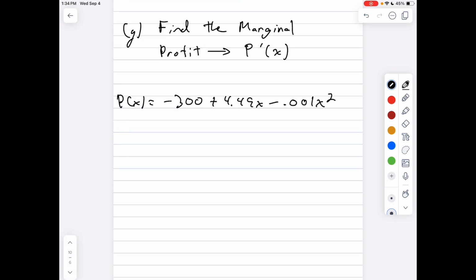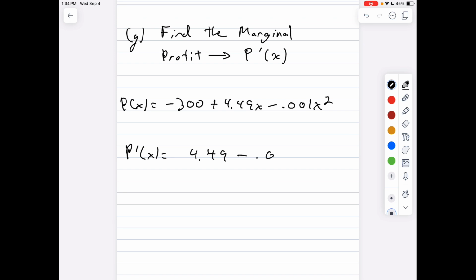So similarly for the marginal profit here, P prime, that's going to be 4.49 minus 0.002x, and same thing. If you produce X number of units, and you plug that number into, so again, 30 or whatever units of something, plug it into this function that tells you how much profit you expect to make or gain from making 30 or 31 units.